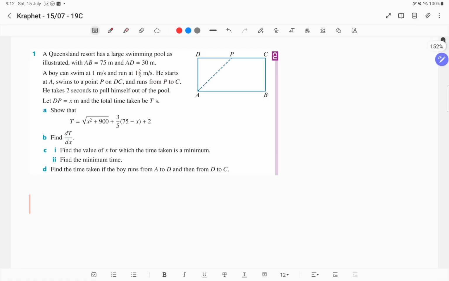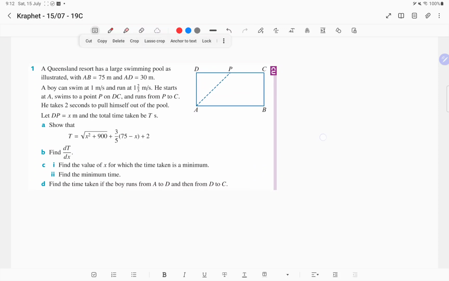All right. A Queensland resort has a large swimming pool as illustrated. With AB is 75. Okay, I should put in 19C first. With AB equals to 75. Let's put that information in here. And AD is 30. Put the information in here. A boy can swim at 1 meters per second. Okay, so that's a swimming speed, 1 meters per second, and run at 1 2/3 meters per second. He starts at A, swim to a point P, and run from P to C. So the path is like from A to P and then from P to C.